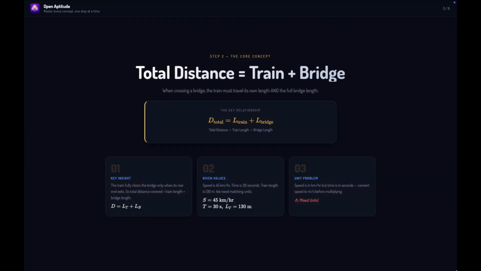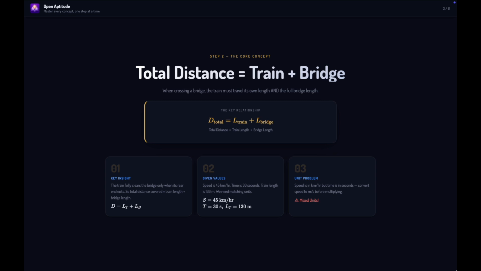The key formula here is simple. Distance equals speed multiplied by time. In this problem, the total distance traveled while crossing the bridge is equal to the train's length plus the bridge's length. We know the speed, 45 kilometers per hour, the time, 30 seconds, and the train's length, 130 meters.